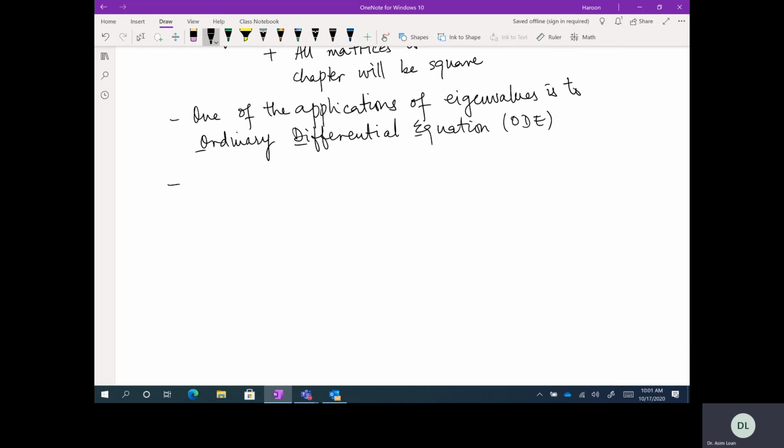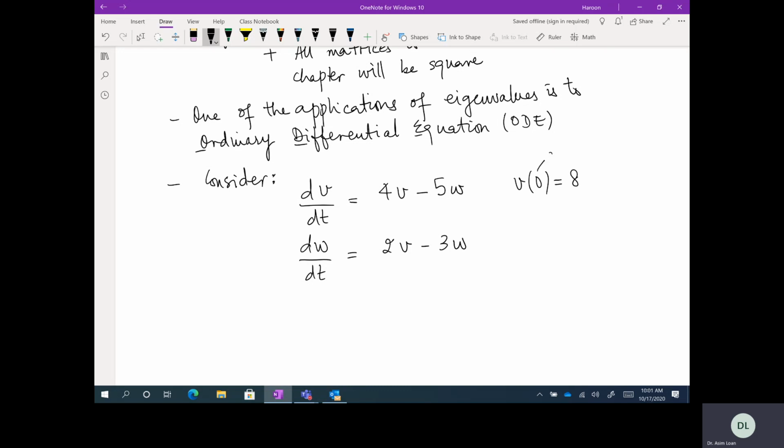So let's consider dV by dt. So this is a coupled differential equation, equal to 4V minus 5W, and dW by dt equals 2V minus 3W. The initial conditions are V(0) equals 8, so this is at t equal to 0, I hope you know this notation, and W(0) equals 5. These are the initial conditions.